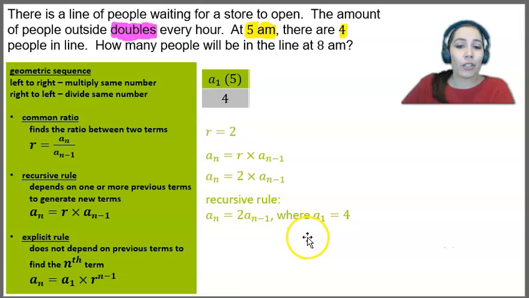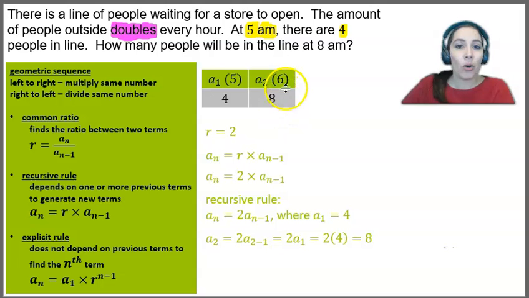So now that I have this recursive rule, let's find a sub 2 at 6 a.m. I'm going to plug in 2 for my n. That would be 2 times a sub 2 minus 1, which reduces to 2 times a sub 1. Well, our a sub 1 is 4, so 2 times 4 equals 8. So our a sub 2 is 8, in parentheses for 6 a.m. Let's see what it is at a sub 3. So a sub 3 equals 2 times a sub 3 minus 1, which reduces to 2 times a sub 2. We take our 2, multiply it by a sub 2, which is 8, and we end up getting 16.